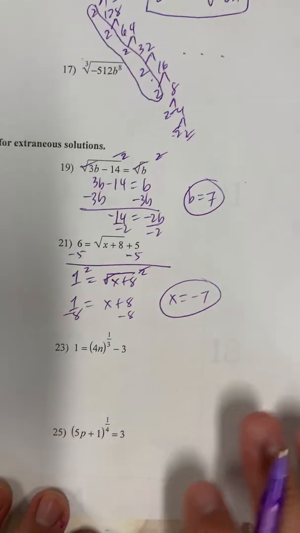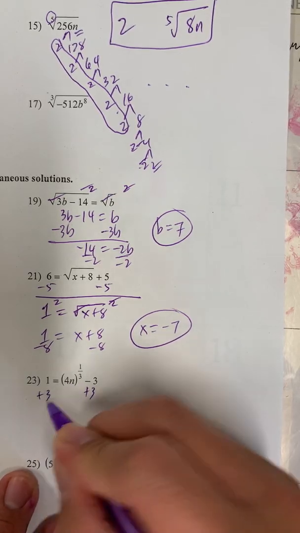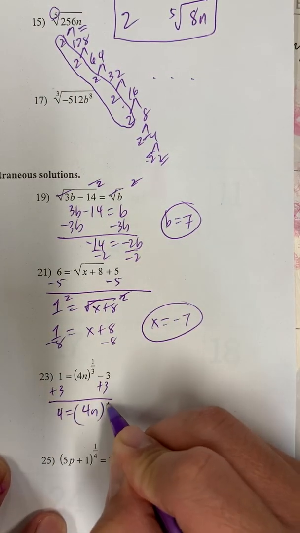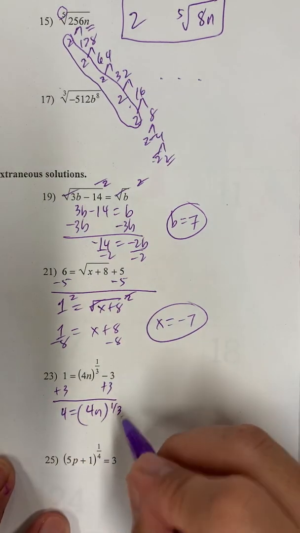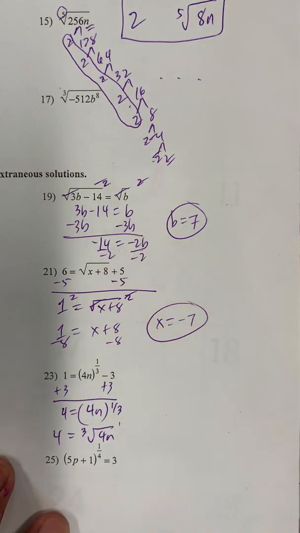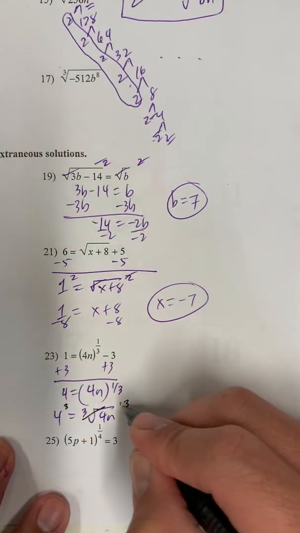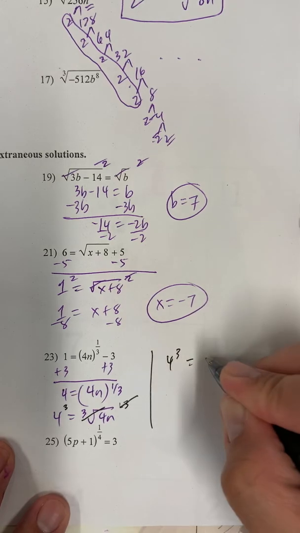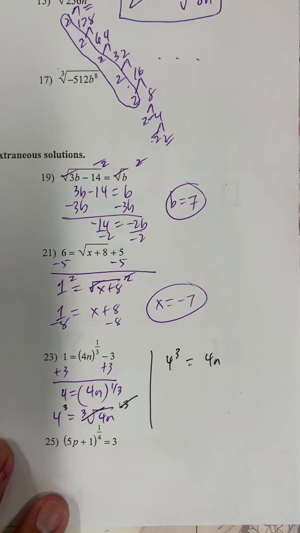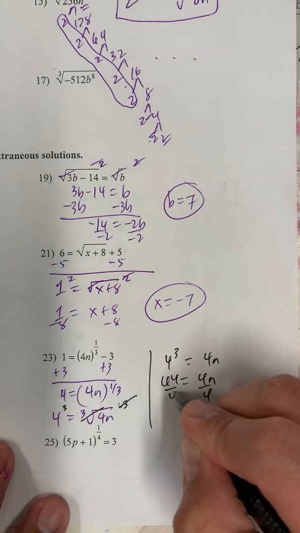And then for number 23, same thing, you have to get rid of the minus 3 first. You're going to add 3 there, add 3 there. And then this will give you a 4. 4n to the 1/3. 4n to the 1/3 is the same thing as cube root of 4n equals 4. So for me to get rid of that, I have to raise to the 3rd. This will cancel out. So what's left though is 4 to the 3rd and 4n. And 4 times 4 times 4 is going to give you 64 plus 4n. Divide everything there by 4, n equals 16.